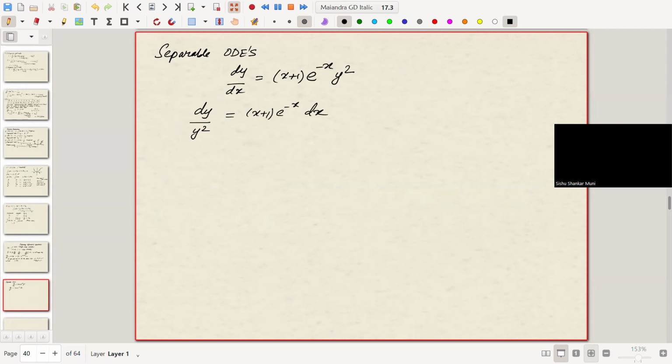Now what you will do? Just integrate. All right. Now you can get y easily. So this is the whole idea. If you solve it, I think you can easily see that there will be an term.